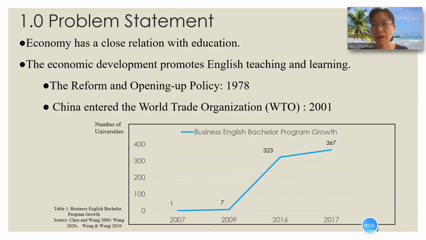As we know, the economy has a close relation with education. Economic development promotes English teaching and learning. There are two important events that happened in China. The first is that China implemented the reform and opening up policy in 1978. The second is that China entered the World Trade Organization in 2001.